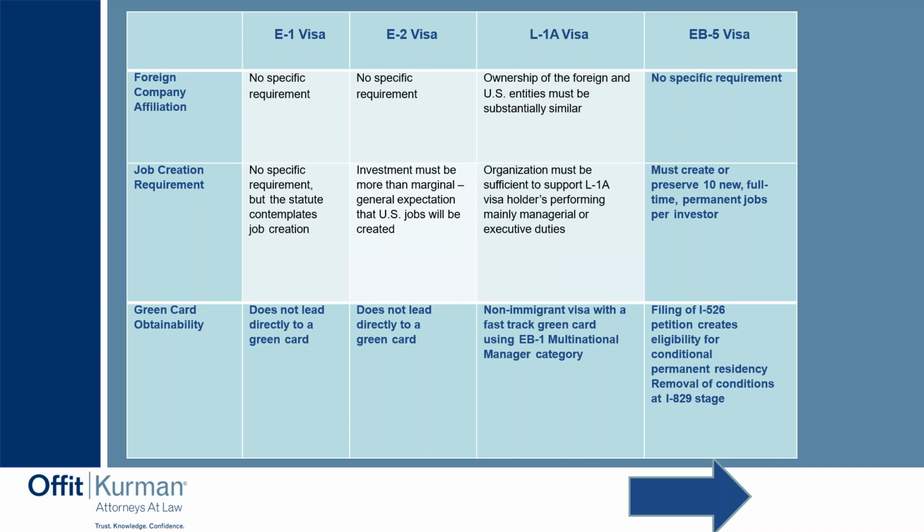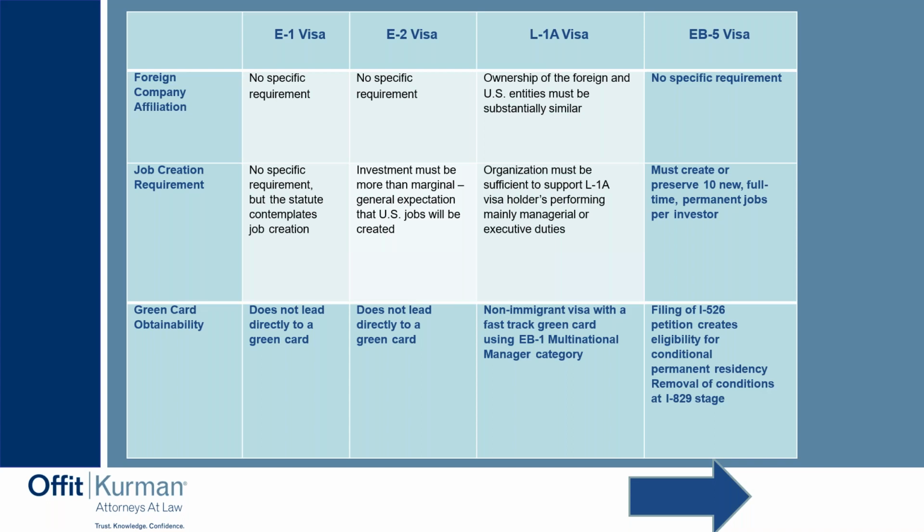And the one thing to note is that the E1 and the E2, where E1 is treaty trader and E2 is treaty investor, those distinctions are important to note, but they don't lead to a green card directly on their own. An E2 investment can lead to an EB5 green card.